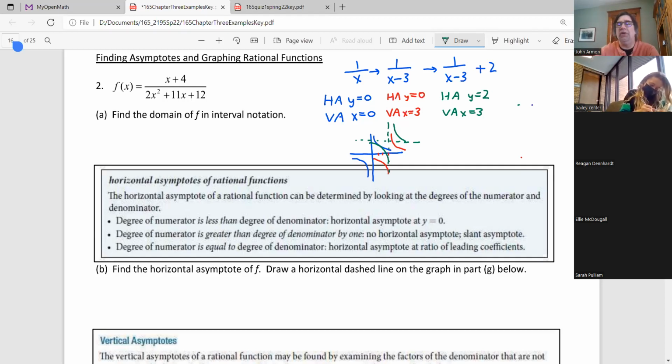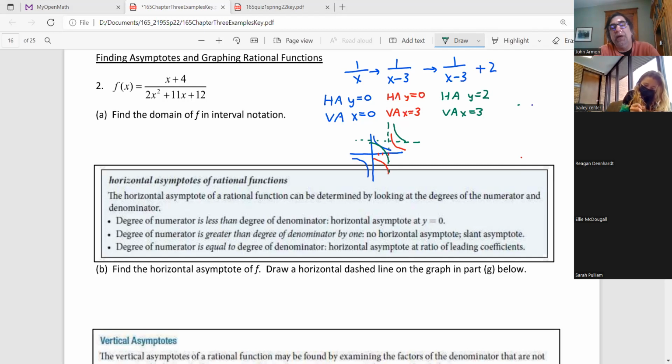So word of warning though, when you go to the calculator or Desmos and try to graph this, when you type in the function, make sure the denominator is in parentheses. Because if you type this in as 1 over x minus 3, no parentheses, it's going to do 1 over x first and then do minus 3. That's a different transformation. That one will go down 3, not to the right 3. So very careful with your parentheses there. And then plus 2 afterwards.